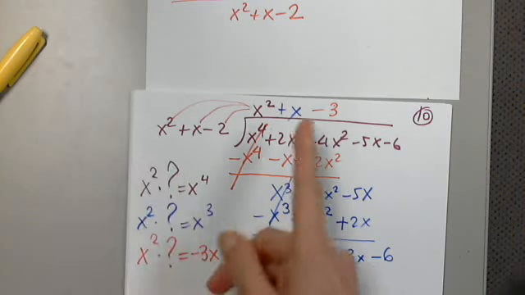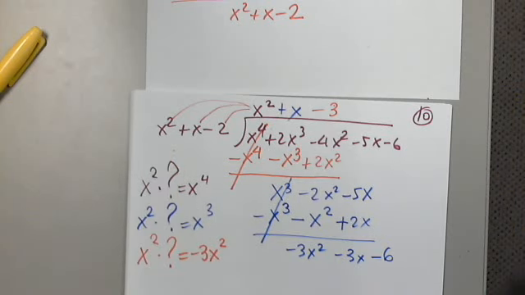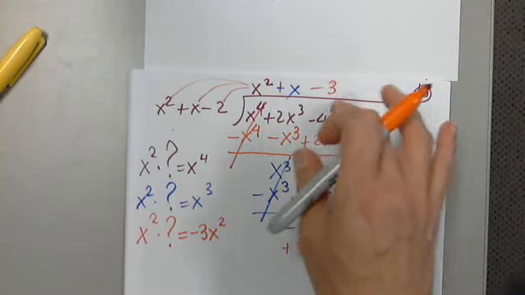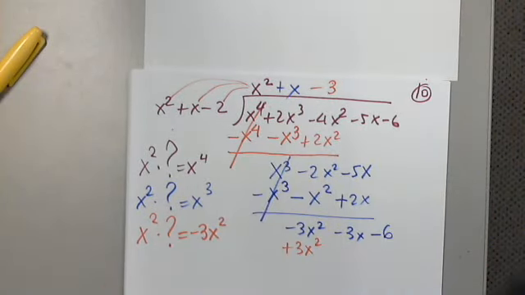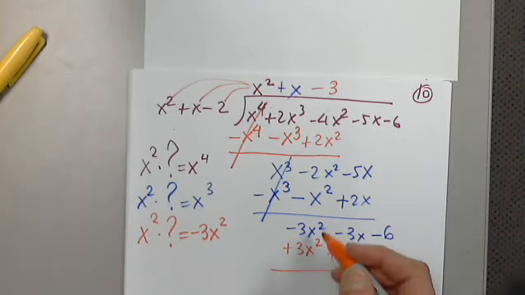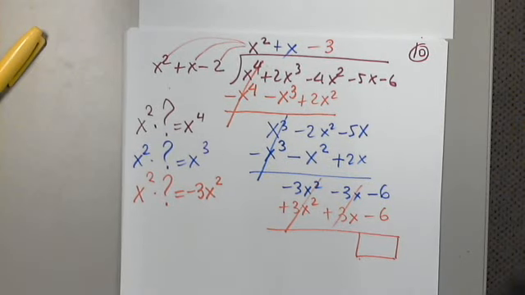So now we have negative 3 times x squared is negative 3x squared, and we change the sign to positive 3x squared. Negative 3 times x is negative 3x, change the sign to positive 3x. And negative 3 times negative 2 is positive 6, and change the sign to negative 6. I will box in the very last one. What does that mean? The remainder, and that's negative 12.